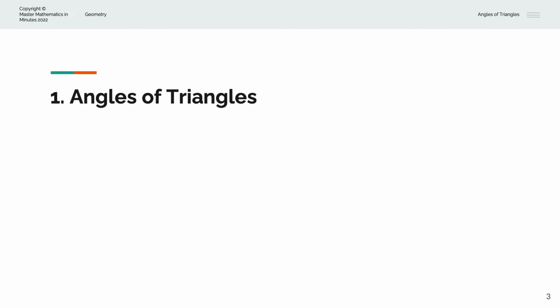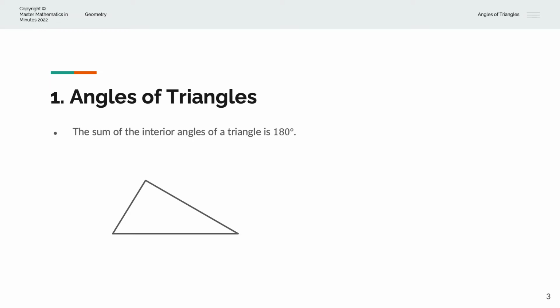So, what are angles of triangles? The sum of the interior angles of a triangle is 180 degrees. So consider this visually. We have a triangle with angles A, B, C, and the sum of these angles, A plus B plus C, is equal to 180 degrees.